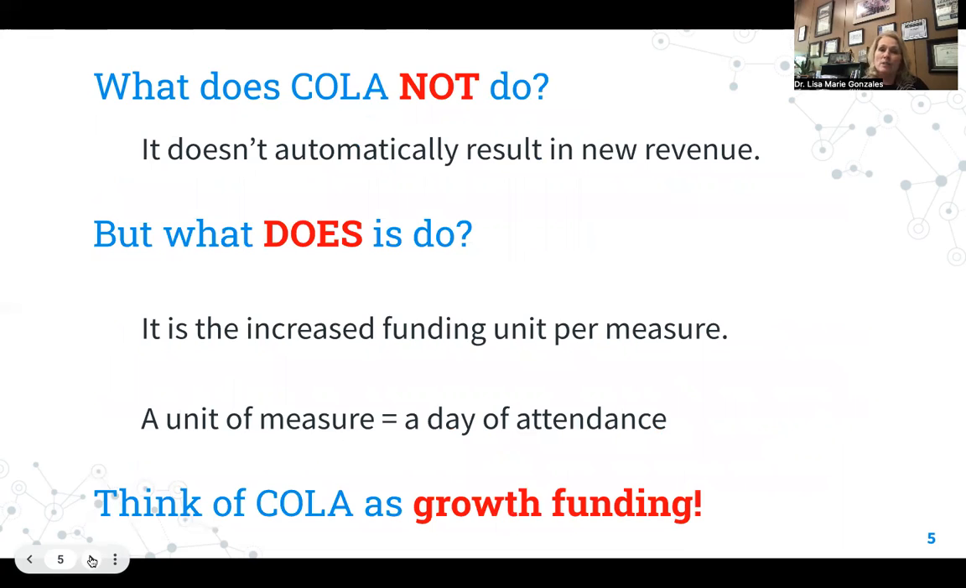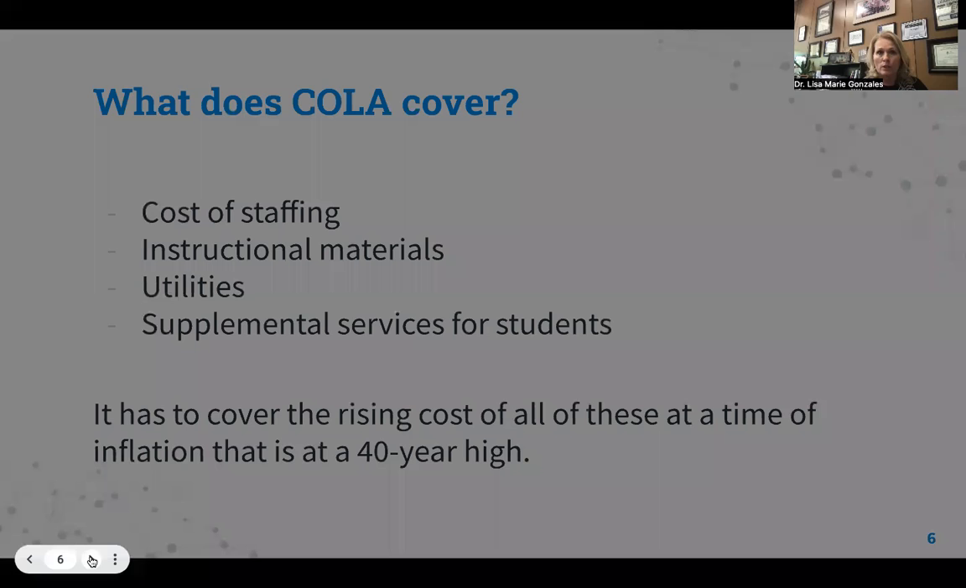It doesn't automatically result in new money, and not new money the way that we always intend. So we'll go ahead and take a look at that. But what it does do is it increases the funding per unit of measure. What does that mean? A unit of measure for us is a student that comes to school, what we call butts and seats. Every day that a student is at school or a student is on approved independent study with work that's been turned in, we get revenue, we get money for that day for that student. And so one way to take a look at it is it's growth funding. It adds a little more to what we get per student for every day that those students are in class.